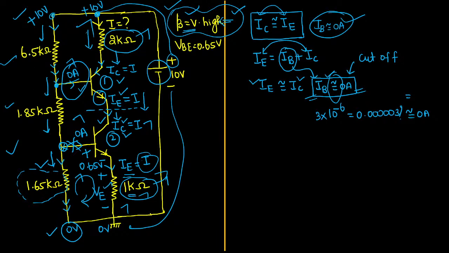So what can I say? Because of this elimination of the base current, the 6.5 kilo ohm, 1.85 kilo ohm, 1.6 kilo ohm resistors have become series. So now they are connected in series. They are just acting the way that they are connected in series, because we are ignoring the effect of base current. Because of that, there will be no current flow in the base. So because of that, all these resistors are connected in series in the resultant.